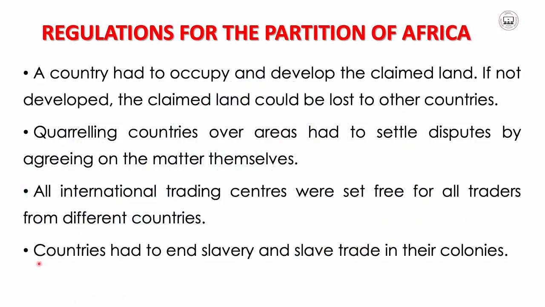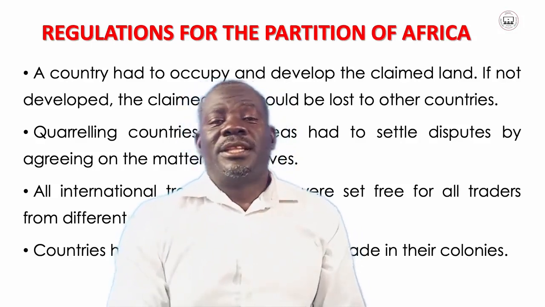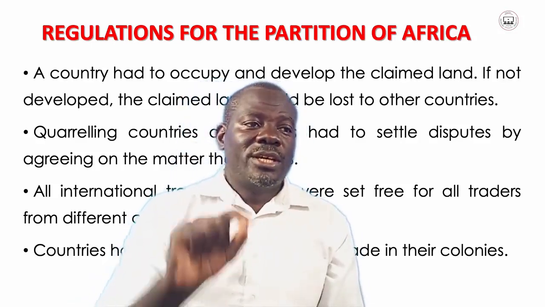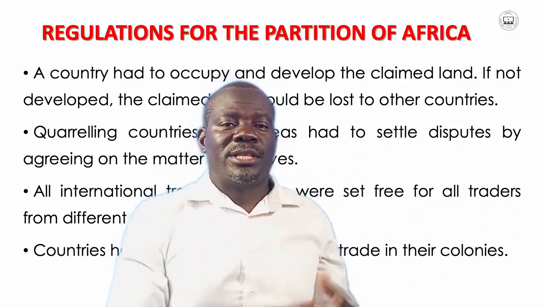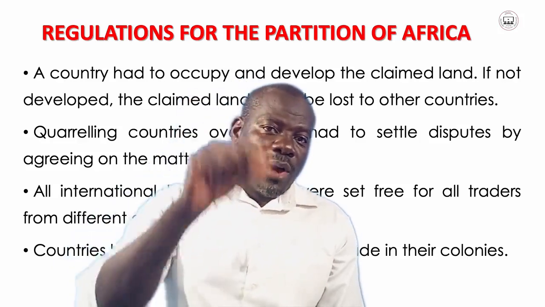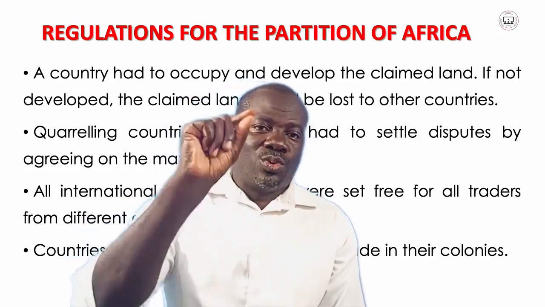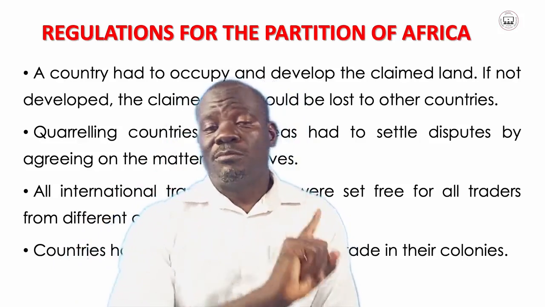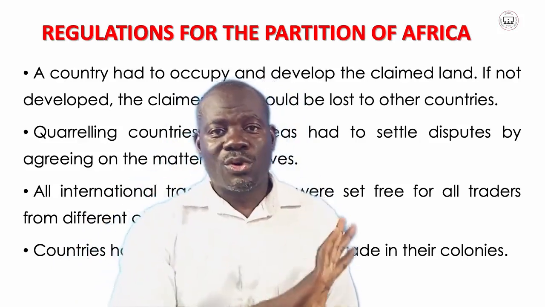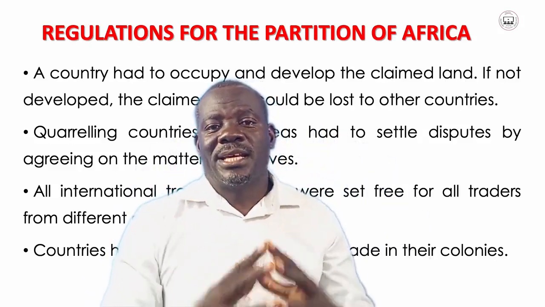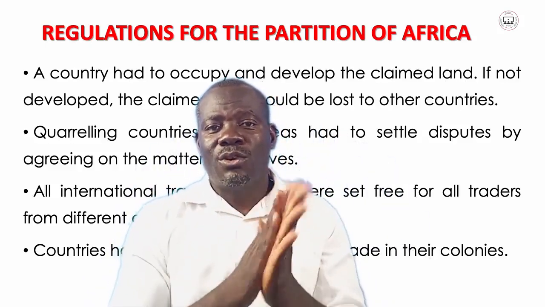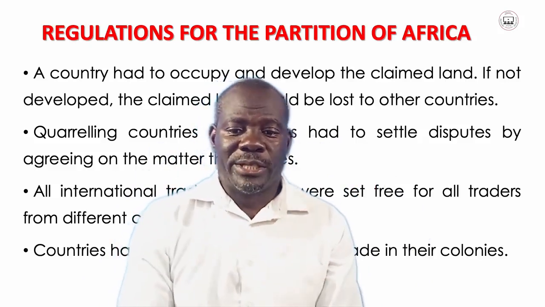And finally, countries had to end slavery and slave trade in their colonies. So during the partition of Africa, they did not want to say, don't occupy a land so that you should get the people and use them as slaves. No. So one agreement was that they needed to stop slave trade completely in their occupied or colonized areas. So all those colonized or occupied areas, they had to free slave trade. No slave trade, to end it completely.